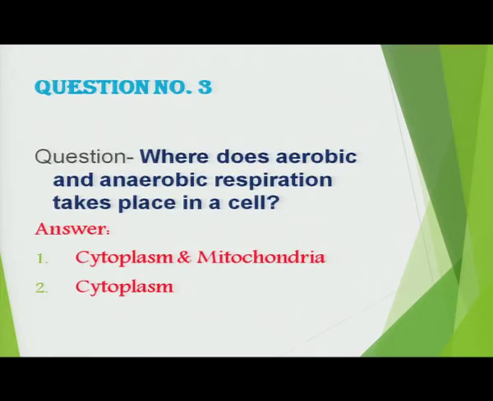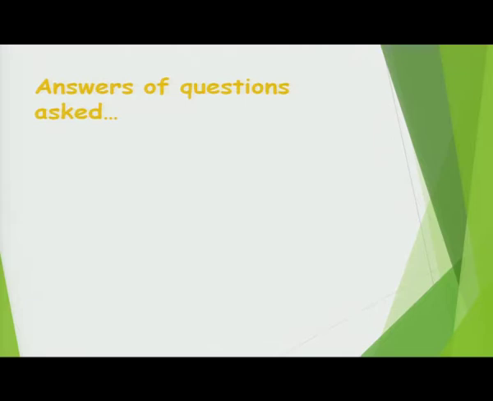Now, the third question is, where do aerobic and anaerobic respiration take place? The aerobic respiration takes place in cytoplasm, where glycolysis takes place, and the end product of glycolysis enters into the mitochondria. So, for aerobic respiration, the cell requires cytoplasm and mitochondria. Anaerobic respiration, which is called fermentation, also takes place in cytoplasm.